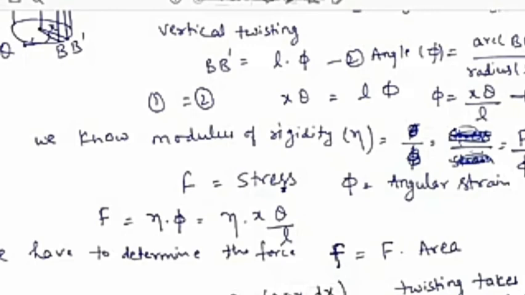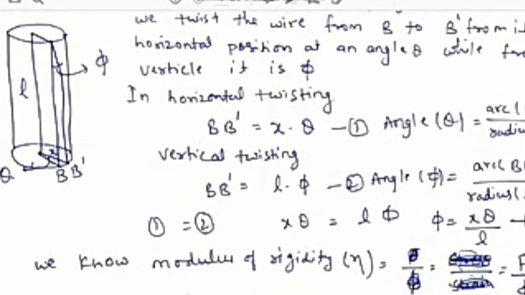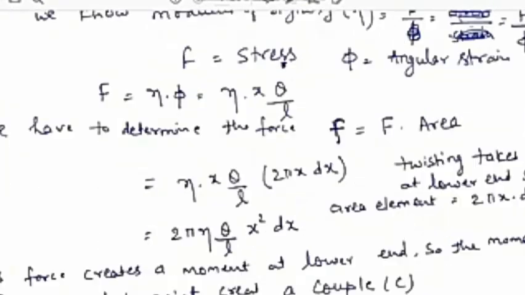We know that the modulus of rigidity eta is stress upon angular strain, which is the slight angle it changes by the twisting. So stress equals eta into phi, and from equation 3 we put the value of phi, eta x theta by L. First we have to determine the force. Force equals stress into area, with eta x theta by L from this equation, and the area element of this wire from the axis is 2 pi x into dx. So the force is 2 pi eta theta by L x square dx, the final expression by solving.